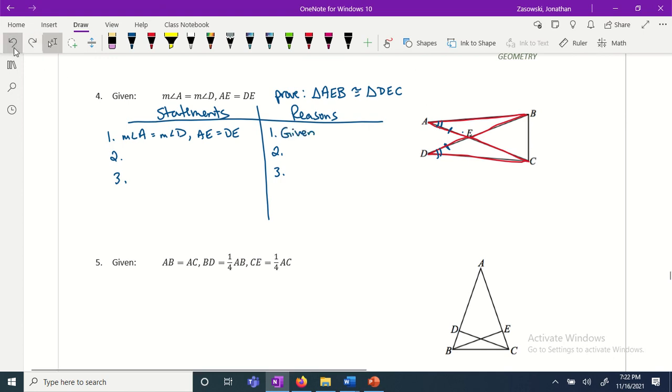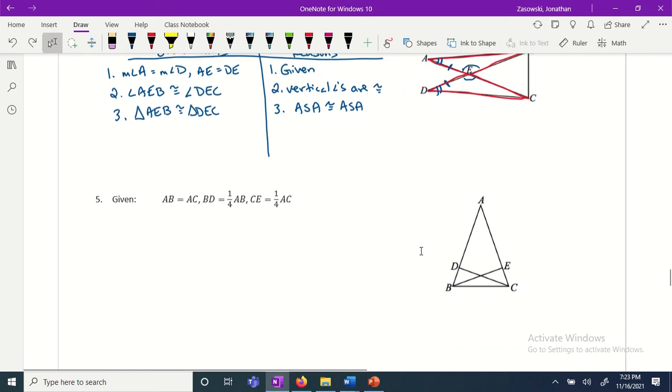Okay, then hopefully you caught again we need those vertical angles in the middle. So angle AEB and angle DEC. Okay, we can mark that for ourselves. And then that is enough to get the triangles congruent because once again, we have angle, side, angle here. Angle, side, angle. All right. Hopefully that helped.